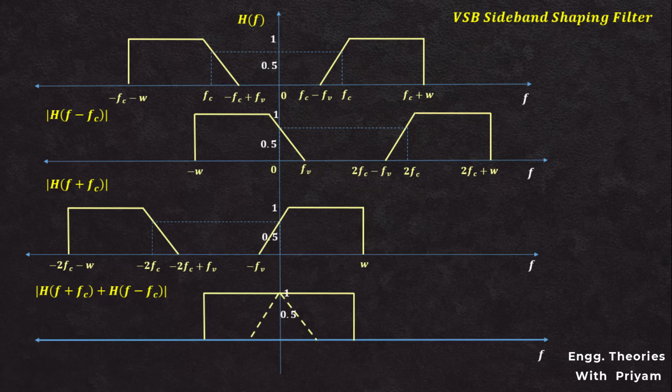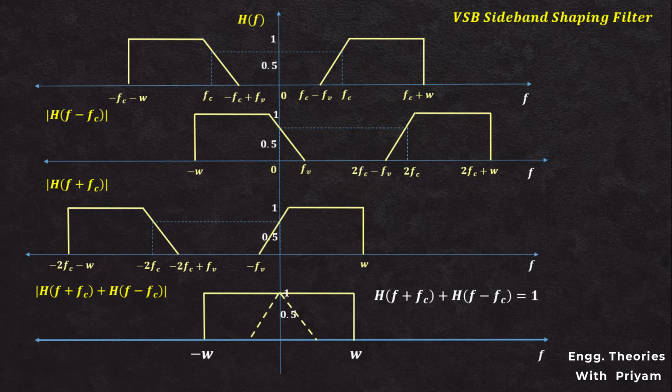We previously saw that in order to regenerate the message signal from the VSB modulated signal, or for the demodulation of the VSB modulated signal, it was essential that the sideband shaping filter maintains the condition H(f + fc) + H(f - fc) = 1, for the frequency f lying between -W to +W. Here, H(f) is the transfer function of the VSB sideband shaping filter. Now we will understand this VSB sideband shaping filter in detail.